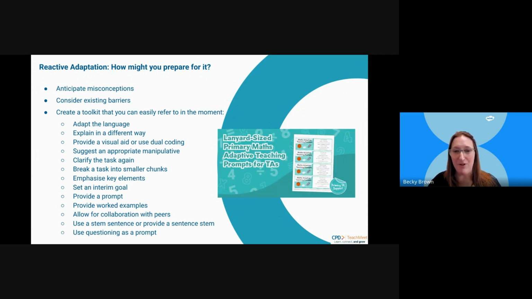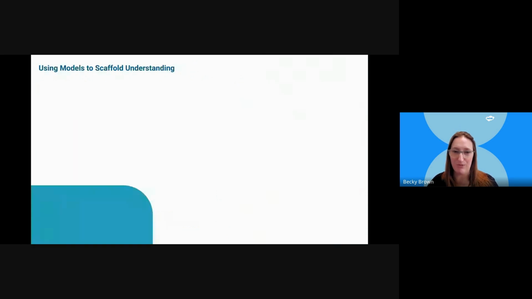Now, we have created a resource which is handily lanyard sized with all of these things in that toolkit on, so you can really hopefully quickly just refer to them, because having that in your head along with all the other things you need in your heads can be quite tricky, but having it around your neck on your lanyard, really easy reference, hopefully be helpful. So we have created that resource for you too.